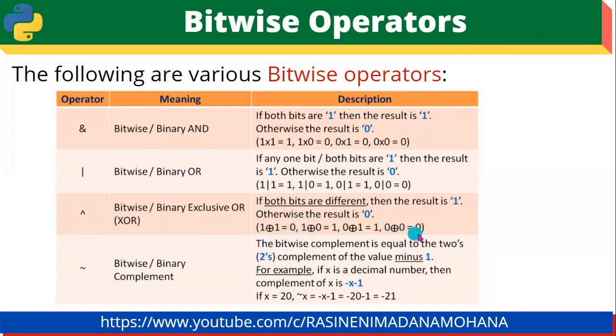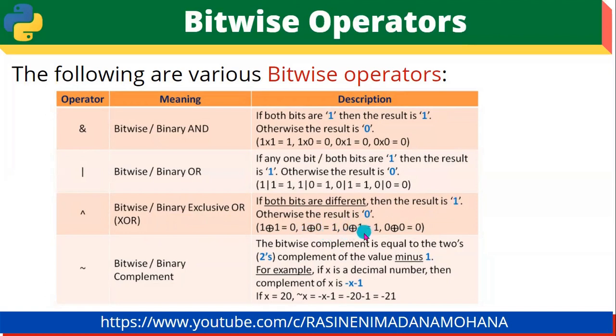So here all the combination values are given. 1 exclusive OR 1, both are the same, the result is 0. Then the last one, 0 exclusive OR 0, both are the same, the result is 0. In the remaining cases, 1 exclusive OR 0, both are different, so the result is 1, as per this.